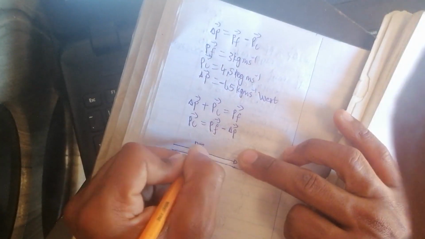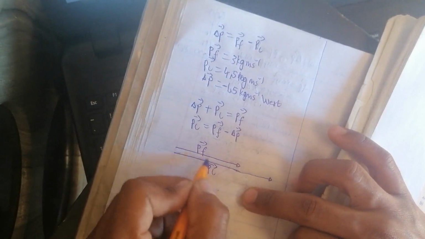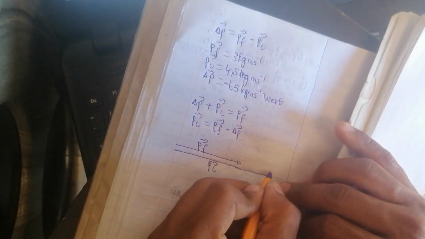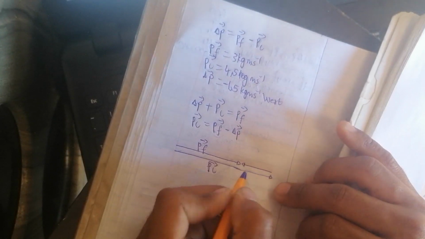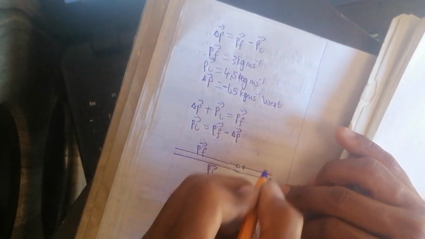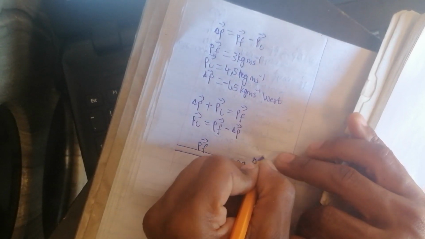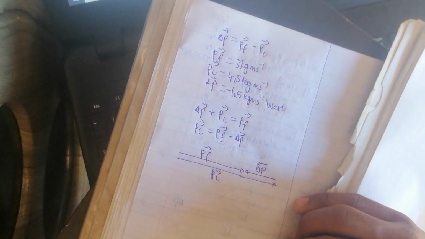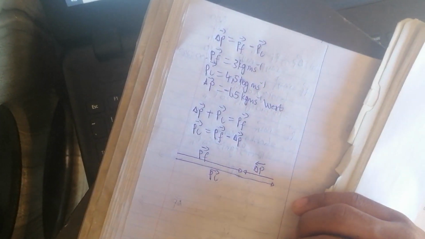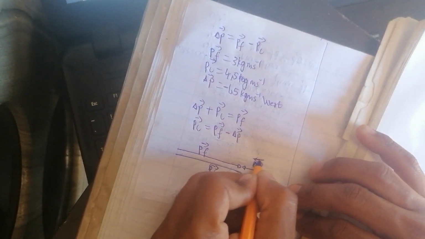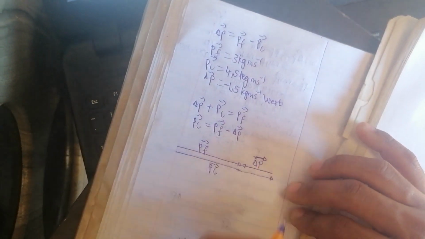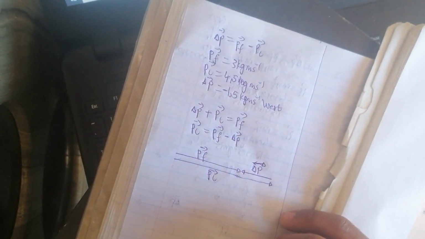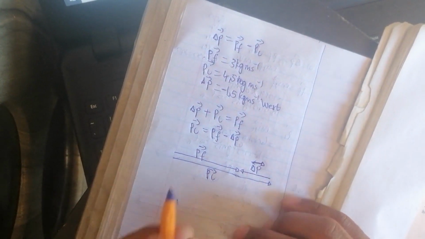So this is the final momentum, and they are in the same direction as the initial, but remember the change is negative and it is heading in the opposite direction. So what will this be? This would be the change in momentum. So can you see this? This is something worthy of noting. In fact, let the arrow still point in this direction, because the negative only tells you that it is heading in the opposite direction.